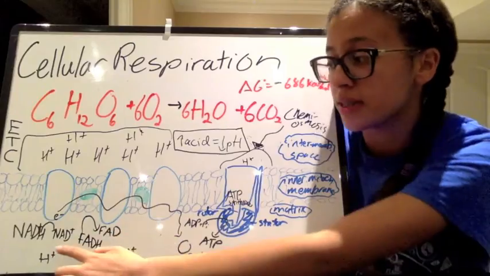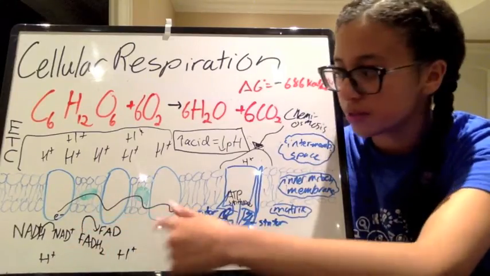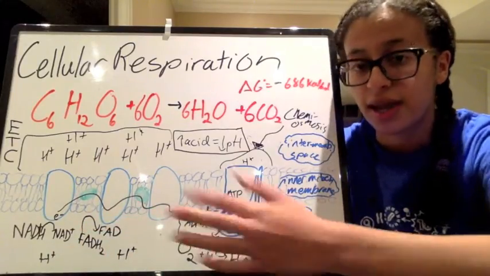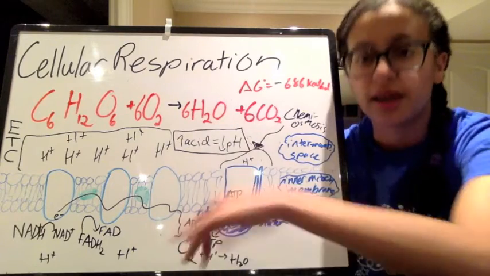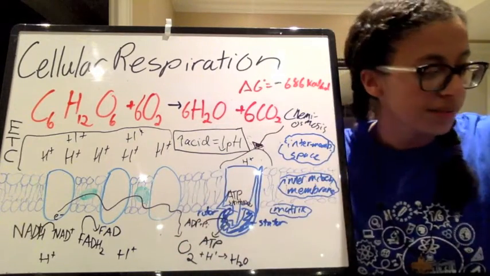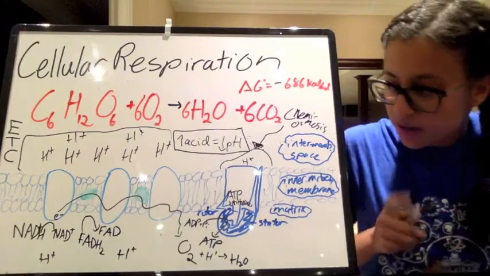Now this FAD and this NAD+ are going to go back into the Krebs cycle, which remember is still in the matrix, and then they're also going to get reduced again and come back, and the process continues on and on.